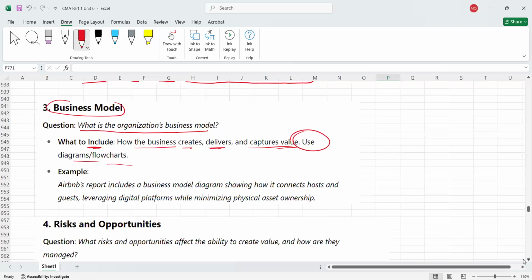Here we generally use diagrams and flowcharts, as I told you. For example, Airbnb's report includes a business model diagram showing how it connects host and guest, leveraging a digital platform while minimizing physical asset ownership. In simple words, you have to explain here your inputs, activities, outputs, and outcomes.